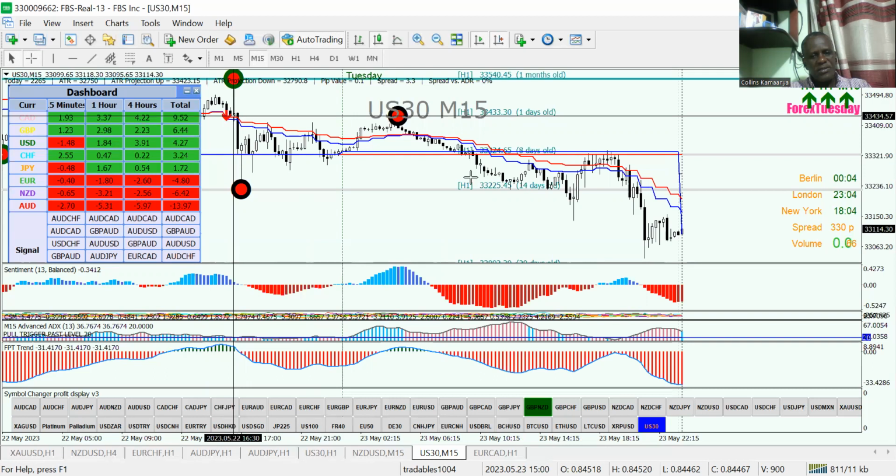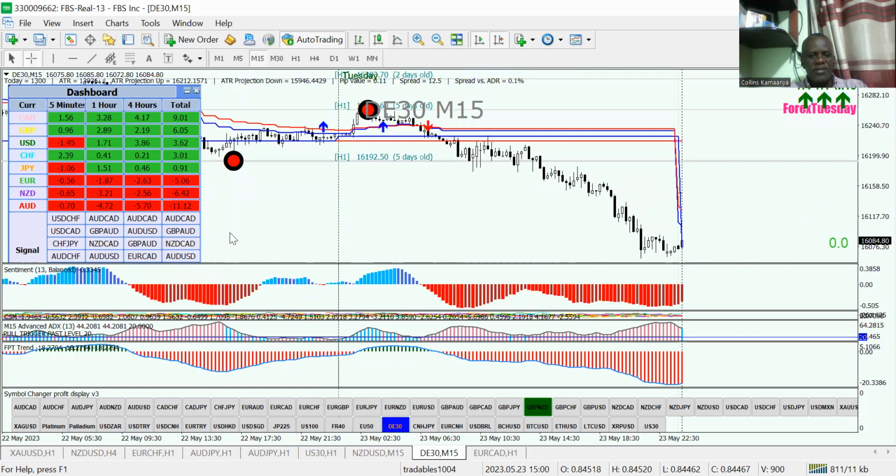So 49 pips, 4,050 pips. My DE30. Did you have a crossover on Tuesday or the day before? This one had one today. See the pips.